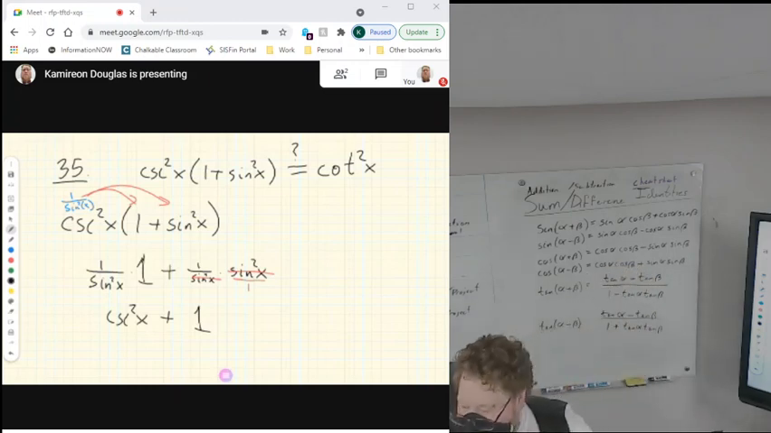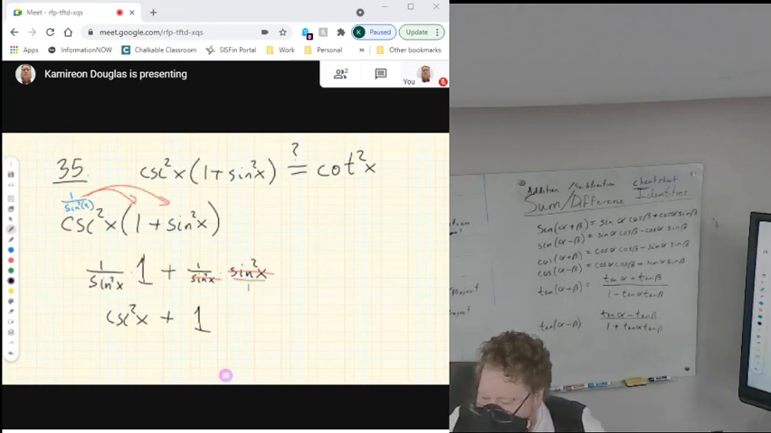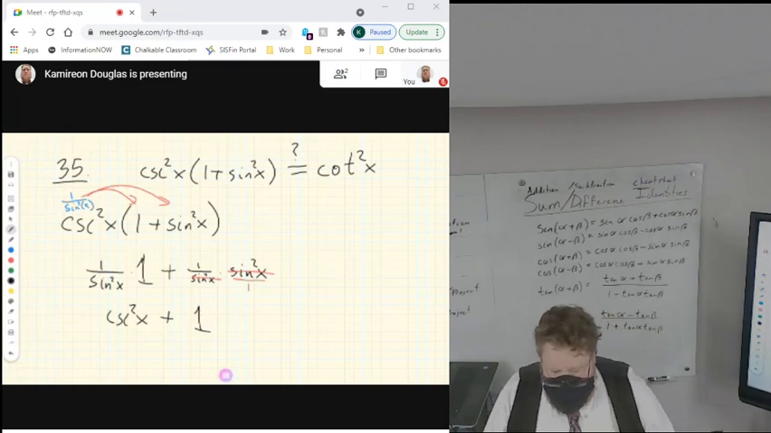Well, I've seen cosecant squared before. Maybe I try an identity. Do we have an identity that deals with cosecant squared plus 1?